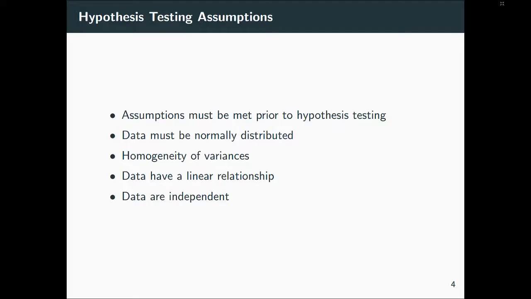There are assumptions that must be met prior to testing your hypothesis. First, your data must be normally distributed. Variances of your samples must be equal for the two-sample tests. Your data should have a linear relationship, and your outcomes must be independent of one another.